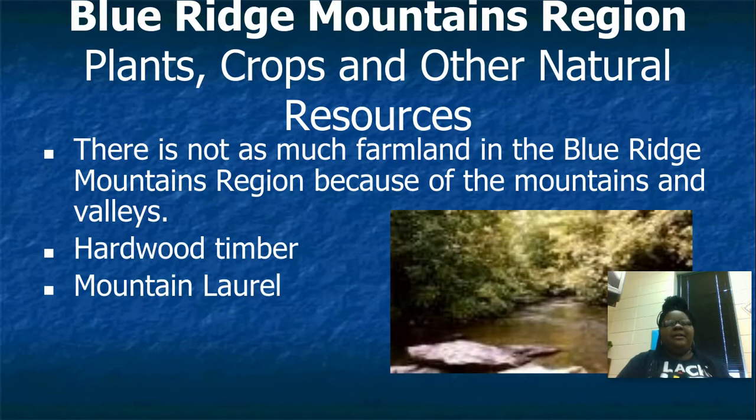In the Blue Ridge Mountains, what kind of plants, crops, and resources would you be able to find? In a cooler climate with mountains, you probably won't have a lot of farmland. So in the Blue Ridge Mountains, there's not much farmland to be seen. They don't farm as much up there as we would in the southern part of Georgia. The plants they have are mountain laurels, azaleas, and hardwood timber.